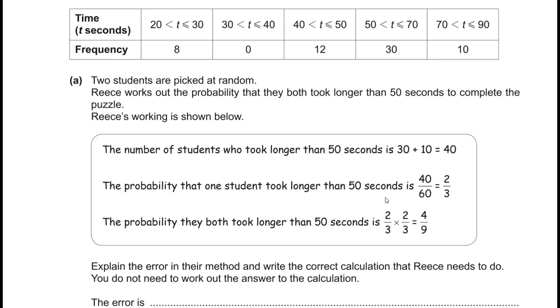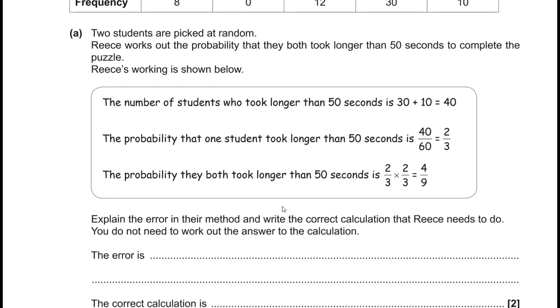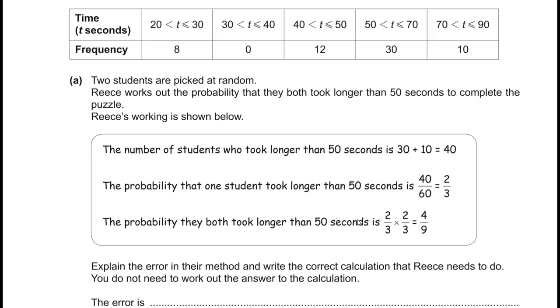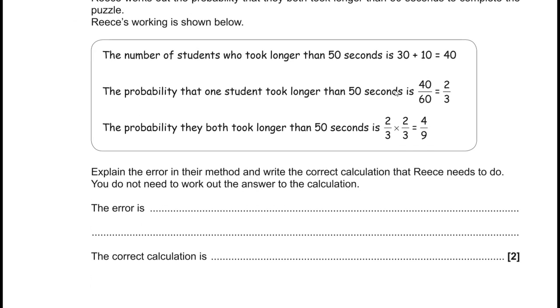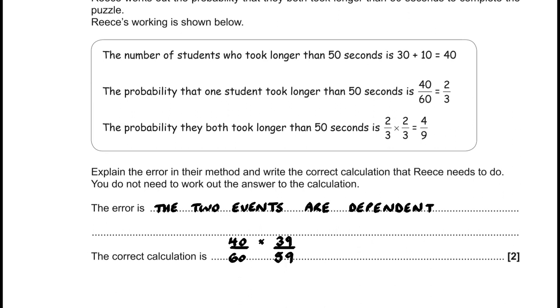Well, the error is the events are dependent. So once we pick one student, that student's already been picked, so there's 59 students left. So we have the 2 events being dependent, so that's what the error is, and the correct calculation in that case will be 40 over 60 multiplied by 39 over 59.